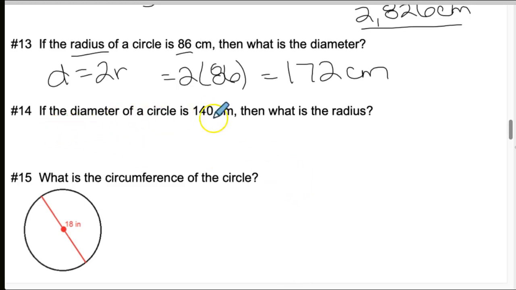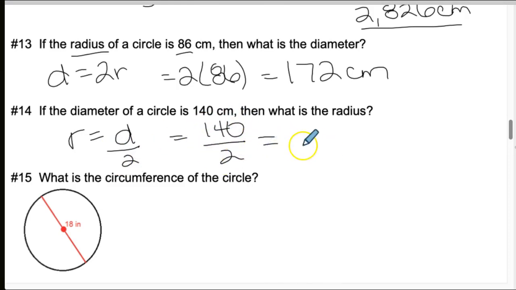The diameter of a circle is 140 centimeters, then what is the radius? So now we're going backwards. Radius is equal to taking the diameter and dividing it by 2. So if my diameter is 140 and we divide it by 2, then because we're cutting it in half, my radius is 70 centimeters.